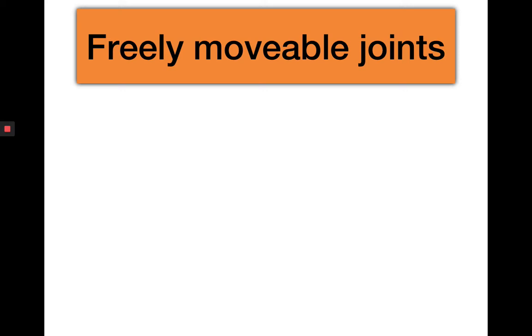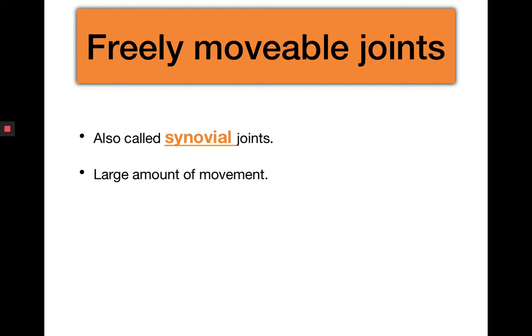And then we have freely movable joints, which we're interested in. And 5 is a magic number for the skeletal system. So we have 5 functions, we have 5 shapes, and now we have 5 freely movable joints. These are also called synovial joints because of the synovial membrane that encapsulates them. And there's a large amount of movement in these ones. These are the ones that are responsible for movement of the skeleton.